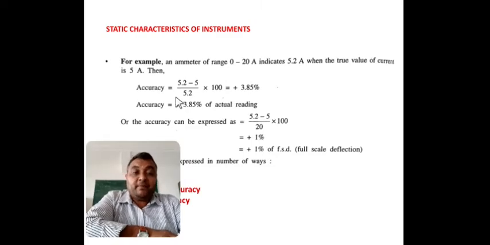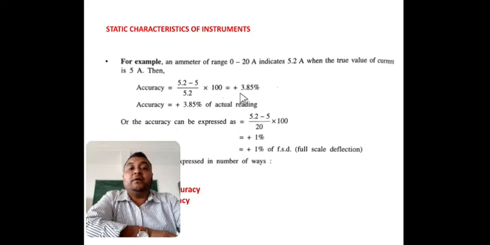So accuracy is scale reading minus true value divided by scale reading. So it is 5.2 minus 5 divided by 5.2. So you will get 3.85 percent accuracy. So you can say that this instrument has an accuracy of 3.85%. Okay, and most probably in measuring instruments, a plus or minus 5% accuracy or error can be tolerated. So that is how we can find the accuracy.